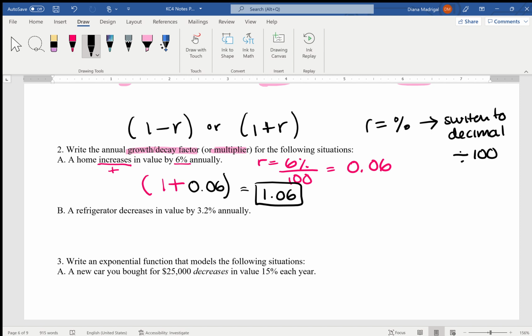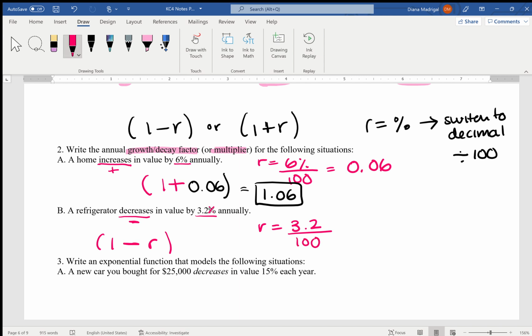Okay. All right, the next one says a refrigerator decreases in value by 3.2%. Decreases means you're going down, so it's going to be 1 minus the r. And again, r equals, in this case, 3.2%. I need to get that in decimal without the percentage, because right now it has this percentage. So technically, we don't have a decimal yet. We need to get rid of that percentage. How do you do that? By dividing by 100. Once again, just use your calculators.